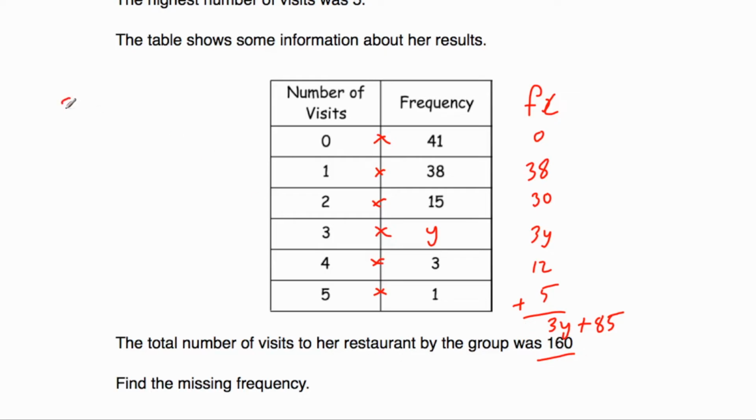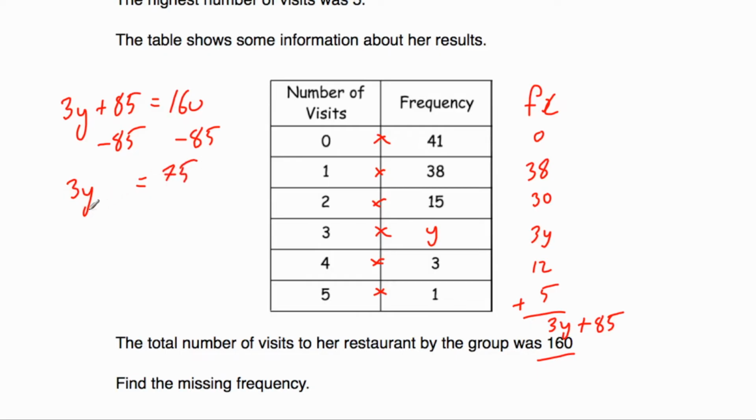So if we write that as an equation, 3y plus 85 equals 160, we can solve this equation to find out what y is, and that's our missing frequency. So let's take away 85 from both sides of our equation. On our left hand side we'll get 3y, and on our right hand side we've got 160 take away 85, which is equal to 75.